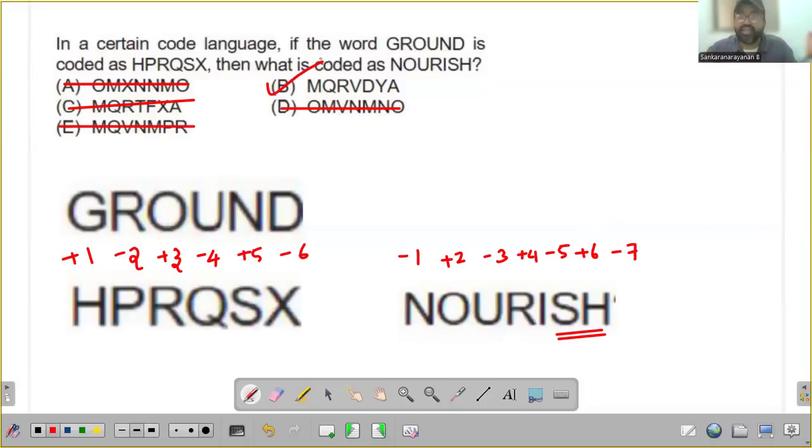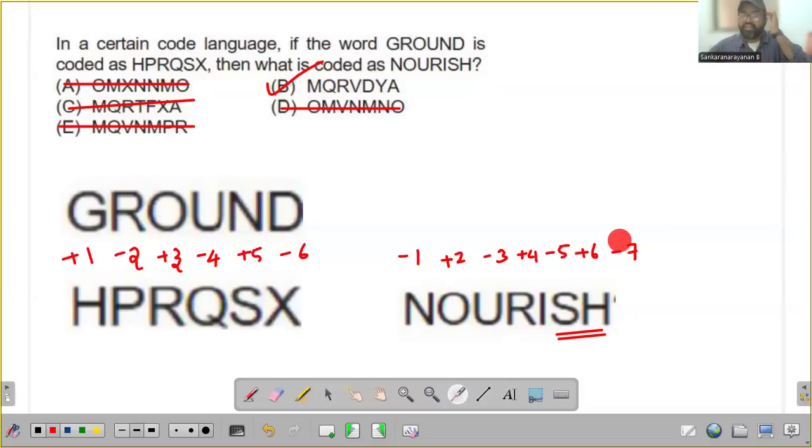But did you see something interesting here? I took that opportunity to understand with what logic the coding has happened. Now, what is coded as NOURISH is the question. So the reverse logic I am applying here. I didn't start from N, O, U and all. This time I started from the right end.